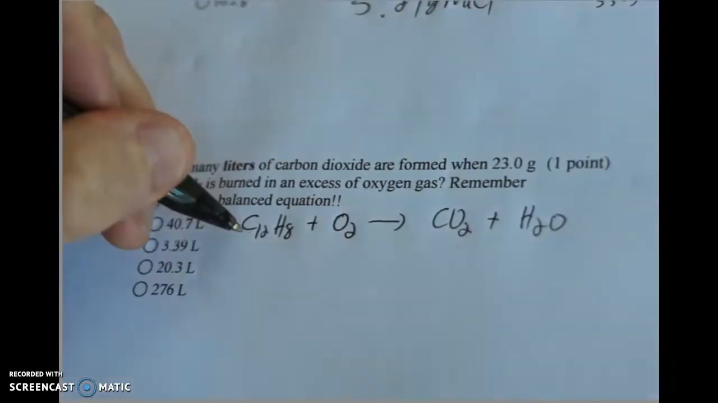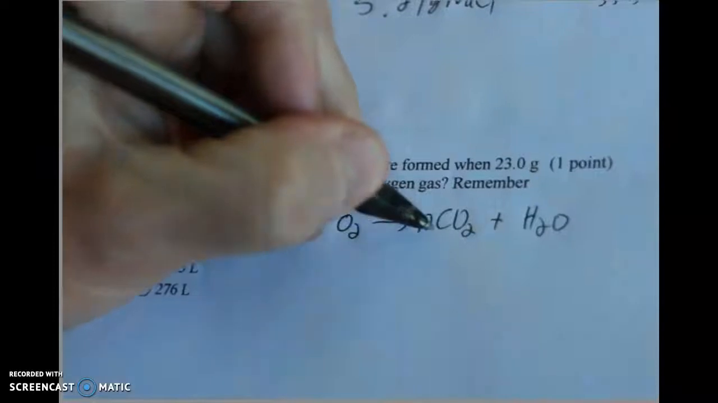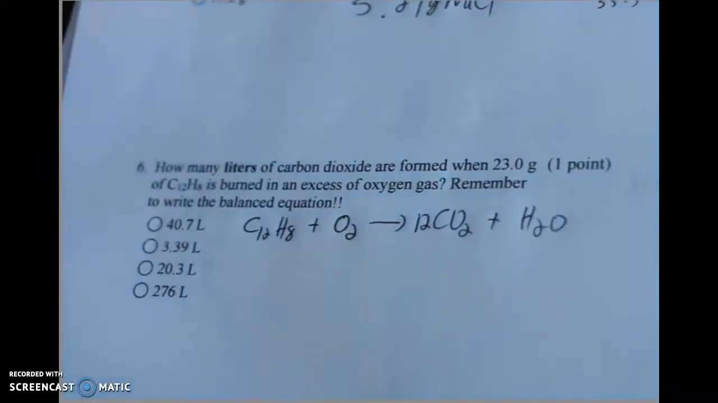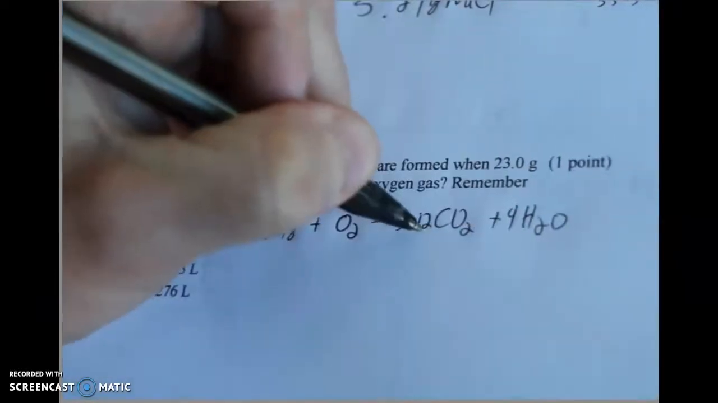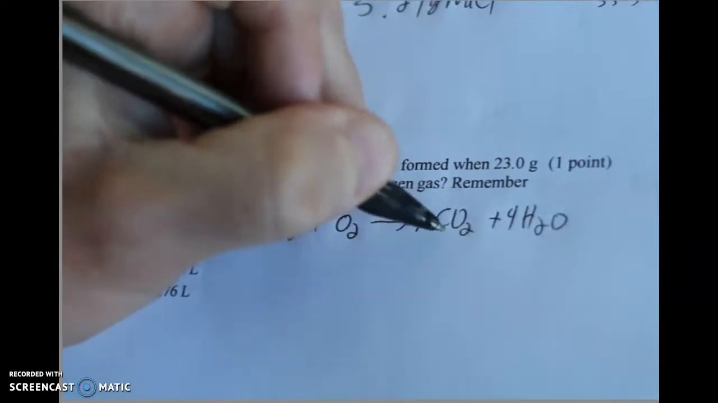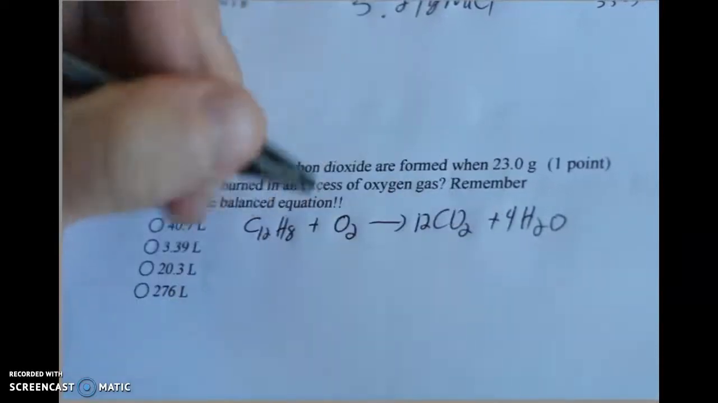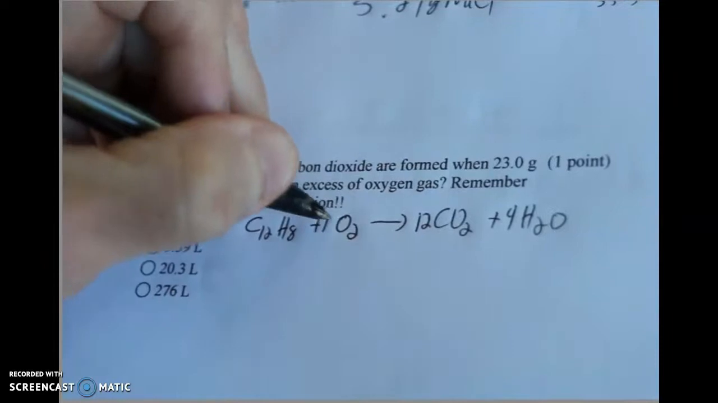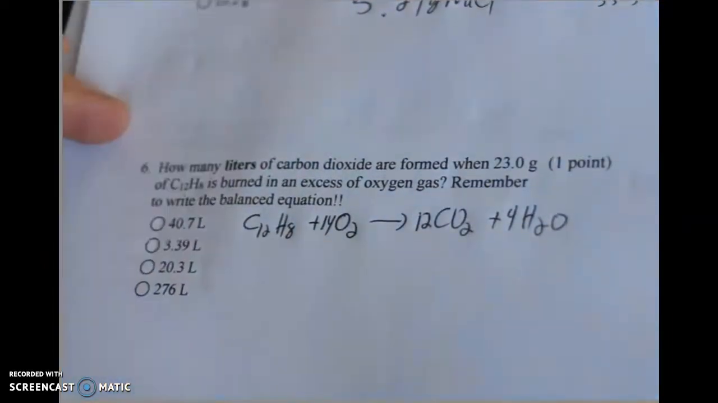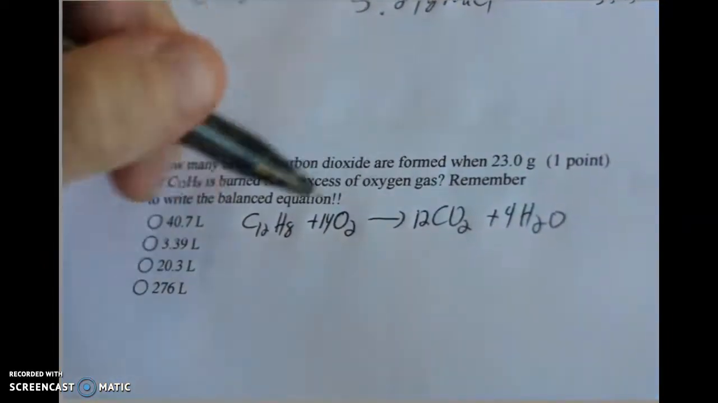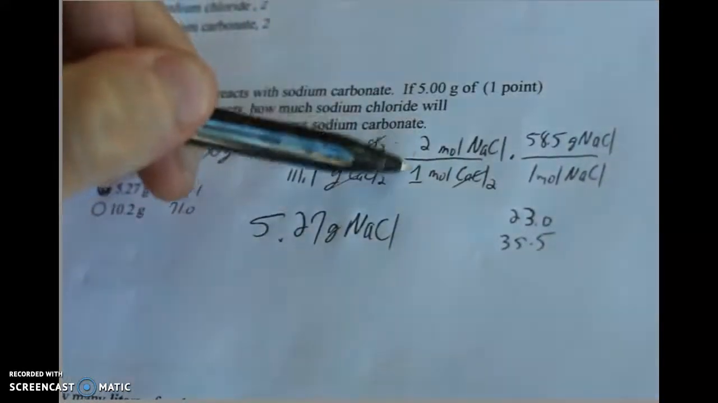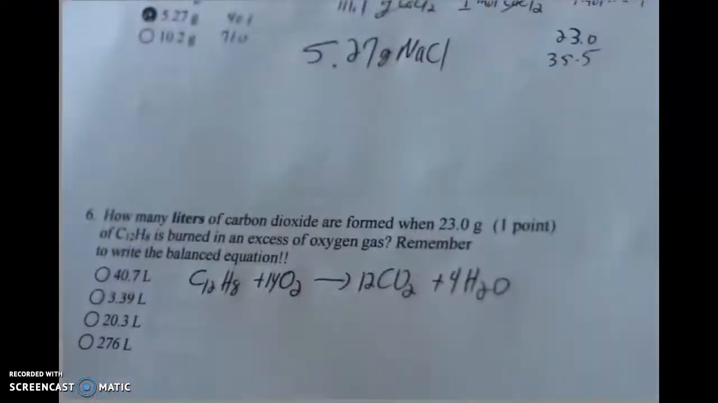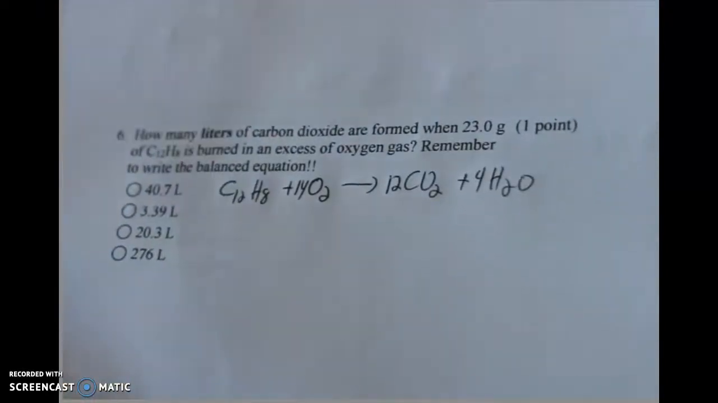You have 12 carbons on the left, so I'm going to put a 12 here in front of CO2 to give me 12 carbons. You have 8 hydrogens on the left, so I need a 4 in front of water to give me 8 hydrogens. Now oxygens, there's 24, plus another 4 is 28, so I have to put a 14 in front of O2. So now it's balanced, and you always have to balance the equations because remember you need those coefficients in the mole ratio step, so you have to make sure you balance it. It's not always going to be 1 to 1.